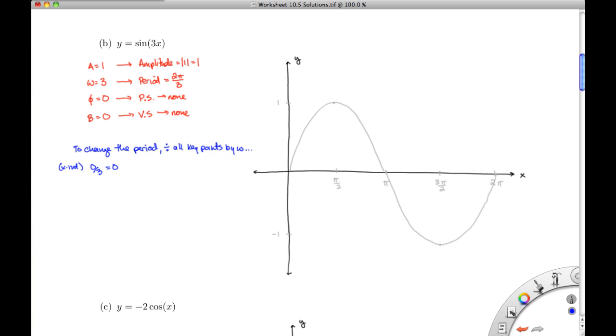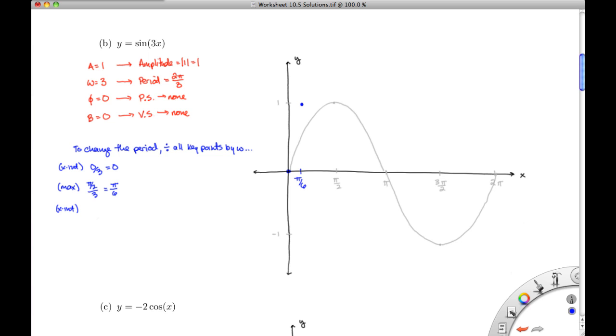So I'm going to go ahead and plot that right now. I'll put that point right there. The next thing we would have is our max. Our max occurred at pi over 2 on the unchanged curve, but we're going to divide that by omega, and that's going to give us pi over 6. So pi over 6 is going to be right about here, 1/3 of the distance between 0 and pi over 2. Since the amplitude hasn't changed, the point is just going to be up here.